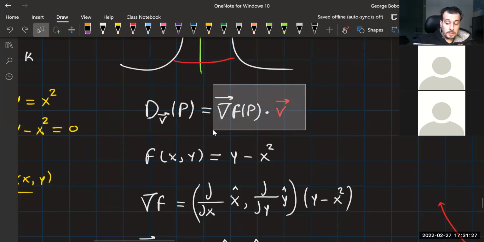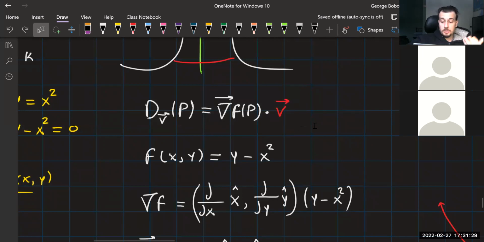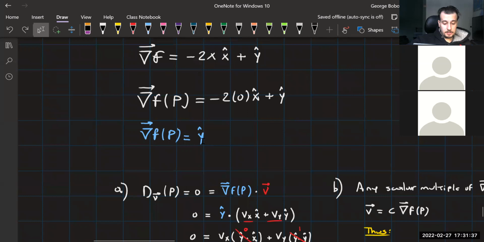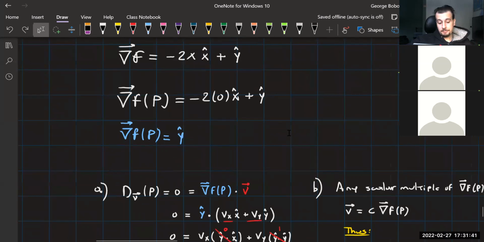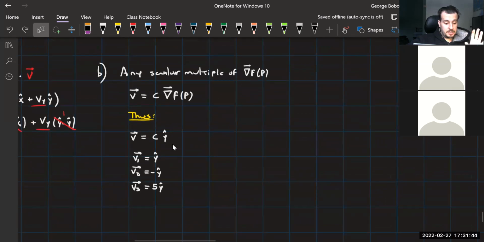It maximizes when you're parallel. So the only thing you can say here is that V needs to be parallel to this guy. What's this guy? He's Y hat. So V needs to be parallel to Y hat. That's all we care about. Any constant you put here, nobody cares as long as we have this direction. And so you try constants, 1, -1, 5, they all work. They're going to get you the maximum directional derivative.